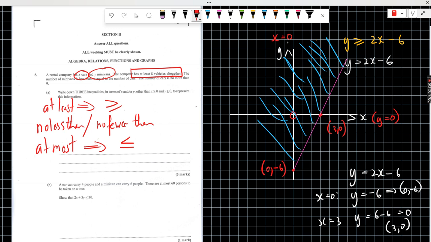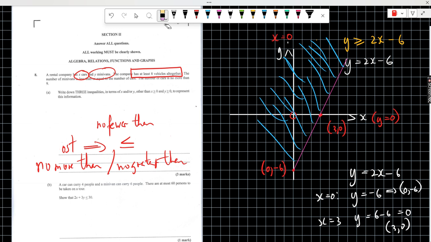And another way of expressing at most is to say no more than, or no greater than. So these expressions are similar. They convey the same meaning: at most, no more than, no greater than, and that of course implies less than or equal to. At least, no less than, no fewer than implies greater than or equal to. Right? So let's go directly to the question now.